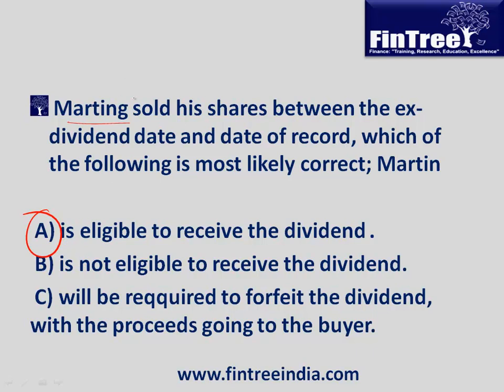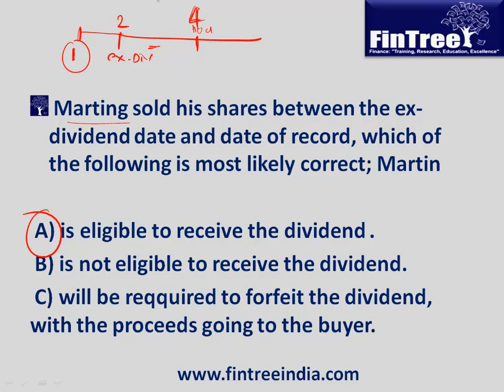Again, the intuition is straightforward. Let's say this is the ex-dividend date. Okay, so let's call this as 2, which means that cum dividend date must have been here. It must have been a day before that or all the days before that. Now he sold the shares and let's say this is holder of record date, which is, since this is 2, this would be 4. So he sold his shares between 2nd and 4th, which means that he was holding the share on 1st, which means that he is eligible to receive dividend.